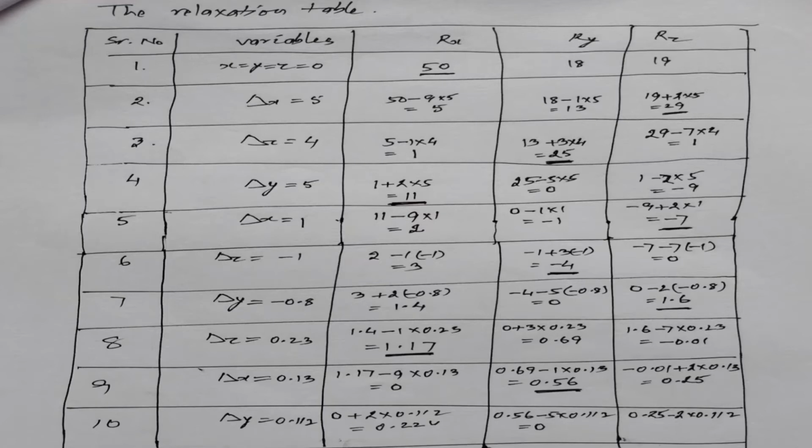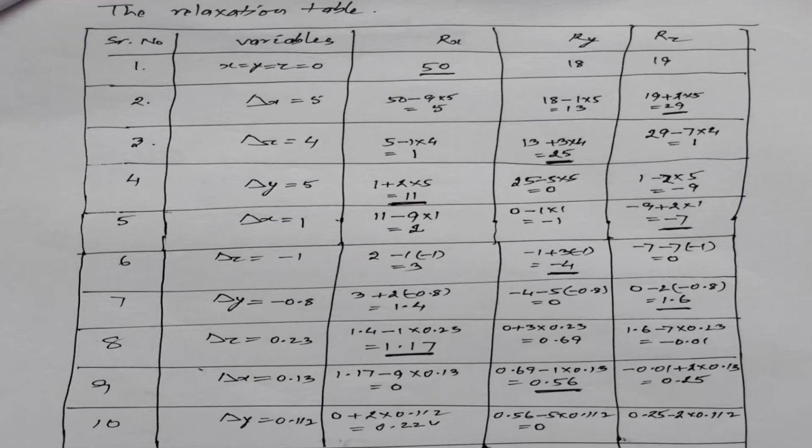Now the residual Rx is the greatest, so we have to reduce this residual Rx equal to 11. So we take delta x equal to 1, and then Rx will become 11 minus 9 into 1 equal to 2. Ry 0 minus 1 into 1 equal to minus 1. Rz minus 9 plus 2 into 1 equal to minus 7.